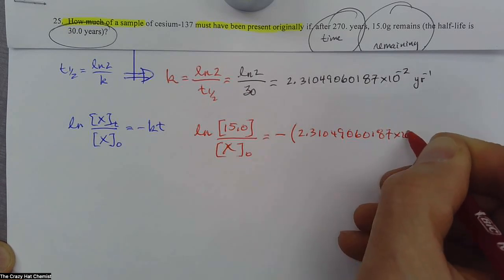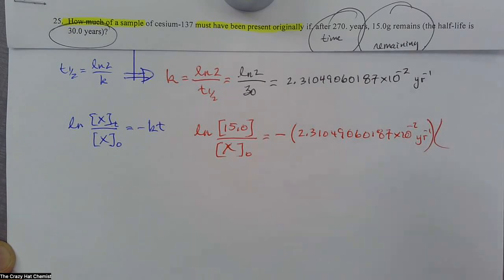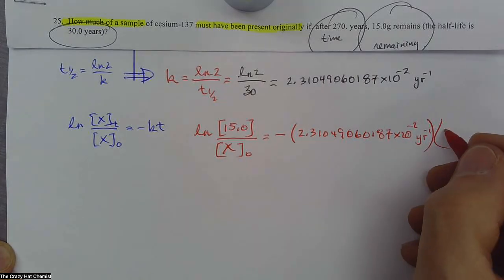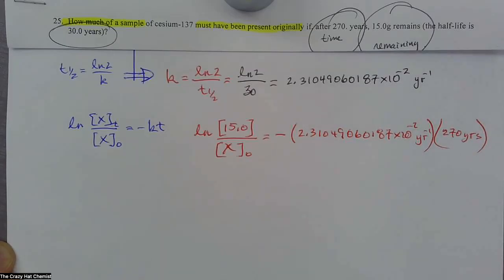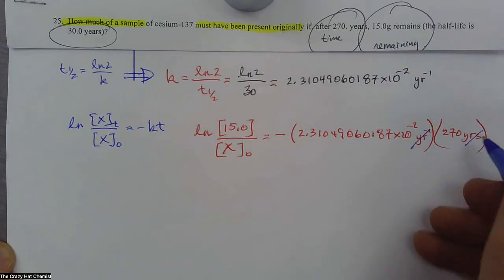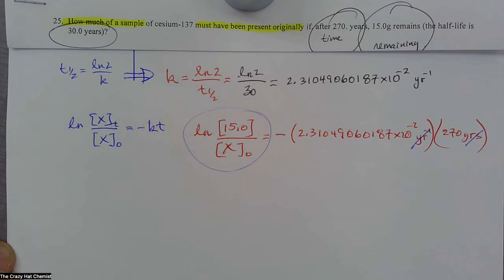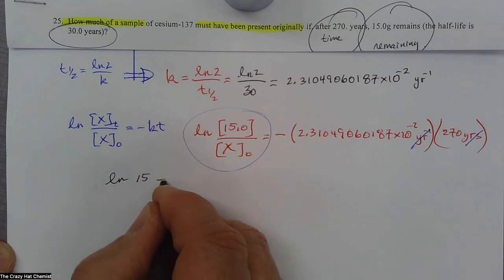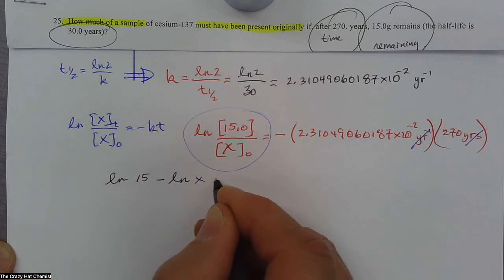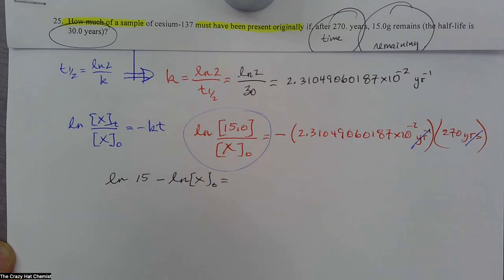2.31049060187 times 10 to the negative 2 per year. And then the total amount of time, that is 270 years. Okay, notice that the years do cancel out. That's really important. We're going to take this here and do what we need to do, and that is natural log of 15 minus natural log of x sub naught is equal to this number.